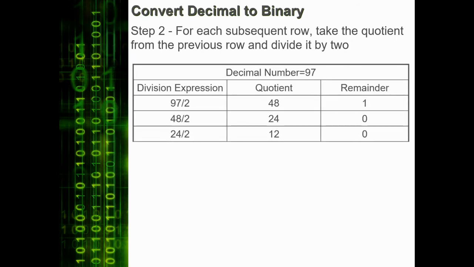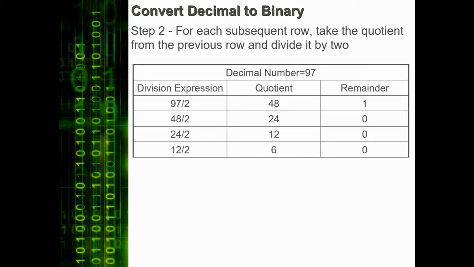We're going to take 24 and divide it by 2. Again, this is an even number, so we're not going to have a remainder. So we're going to write a 0 over on the right. Then we're going to take that 12 and divide it by 2. Again, even number, so it has a remainder of 0.